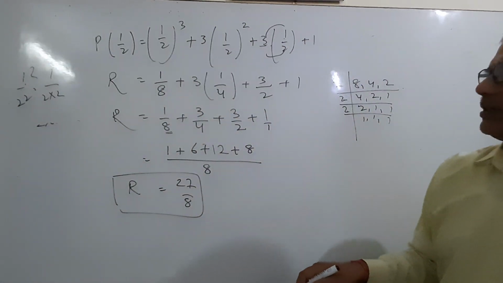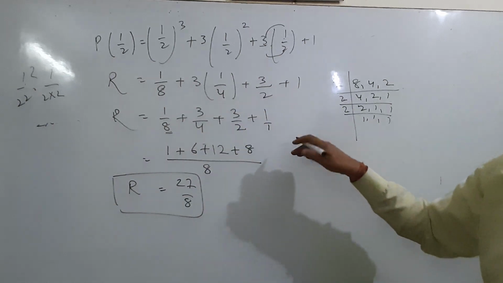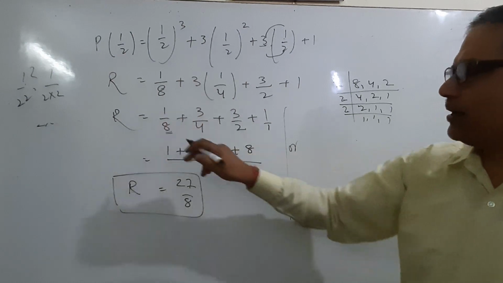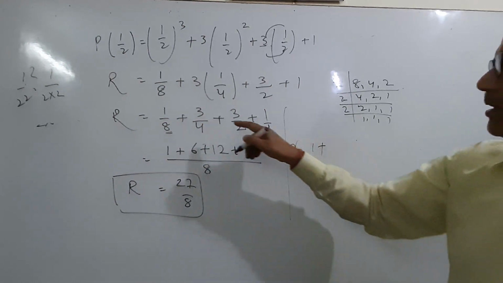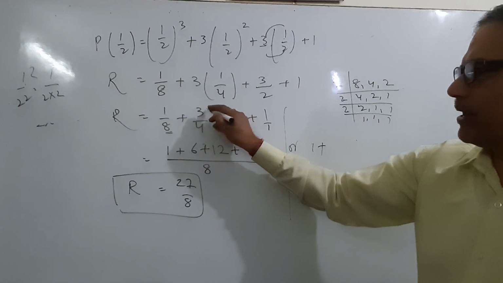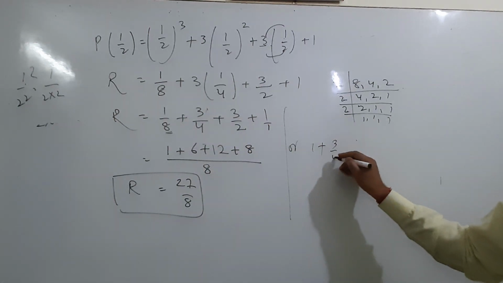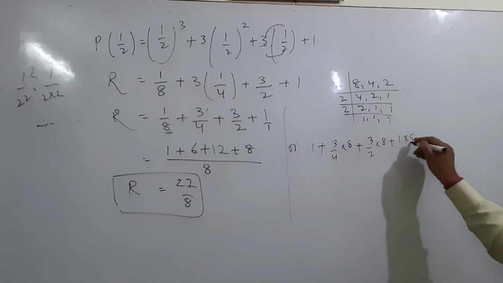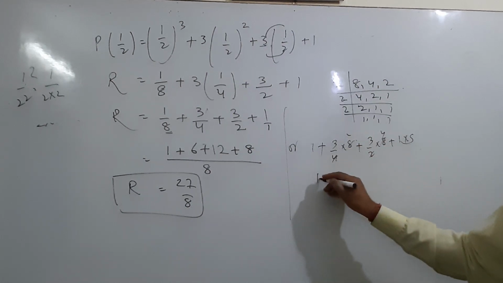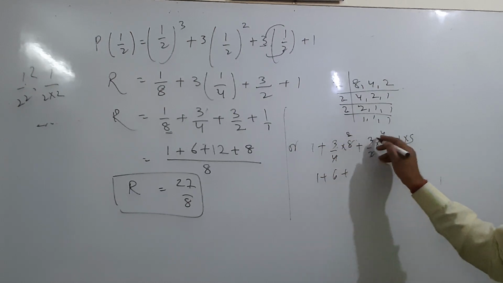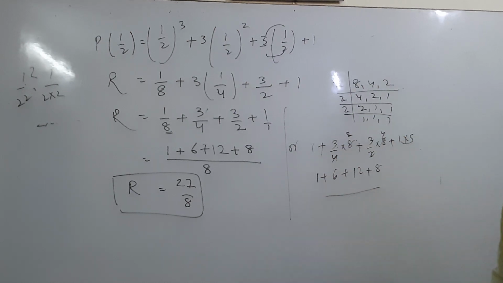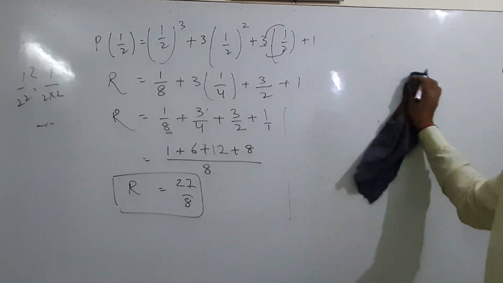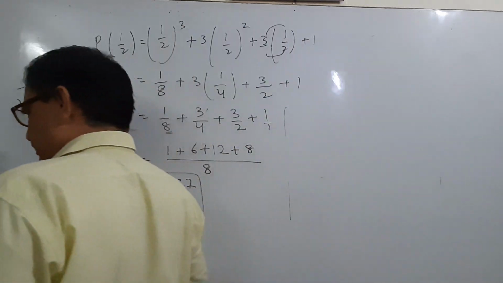You can do it either directly or by the long division method. You can also multiply everything by 8 directly: 8 upon 8 is 1, plus 3 into 2 is 6, plus 3 into 4 is 12, plus 8. We can also multiply directly by 8 and at last put 1. And now the third part.